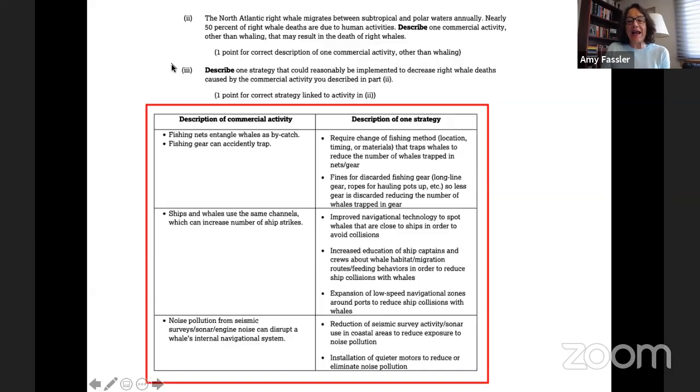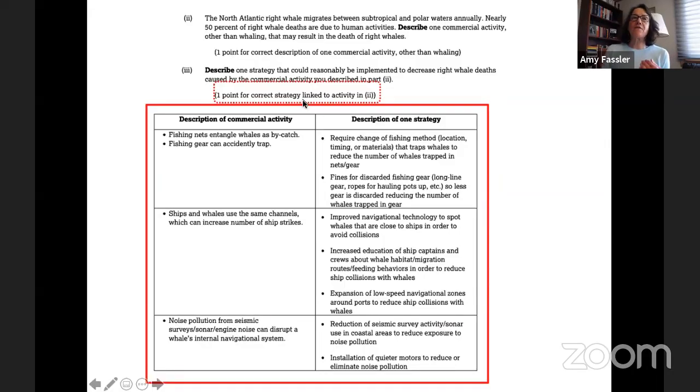Notice that if I had read the passage before I read the question, they kind of gave me a lot of information here. They tell me that whales migrate between subtropical and polar regions annually. So right there, I got, oh, they're moving to a different climate. The one thing I want to point out as you start to grade this is that they are 1 point for each answer, and that the activities and strategy are linked.